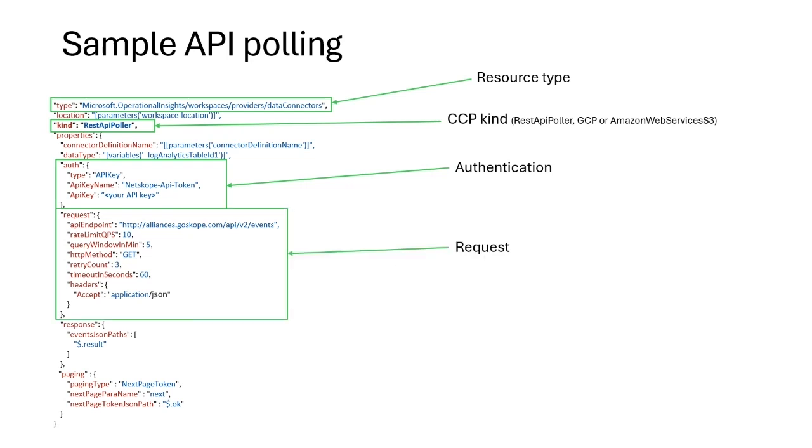Then we define the request, right? So which is the endpoint in this case, the API endpoint that I need to request the data from? In this case, this one, right? API v2/events. Then I define how often I want to query that endpoint. In this case, it's 5 minutes.